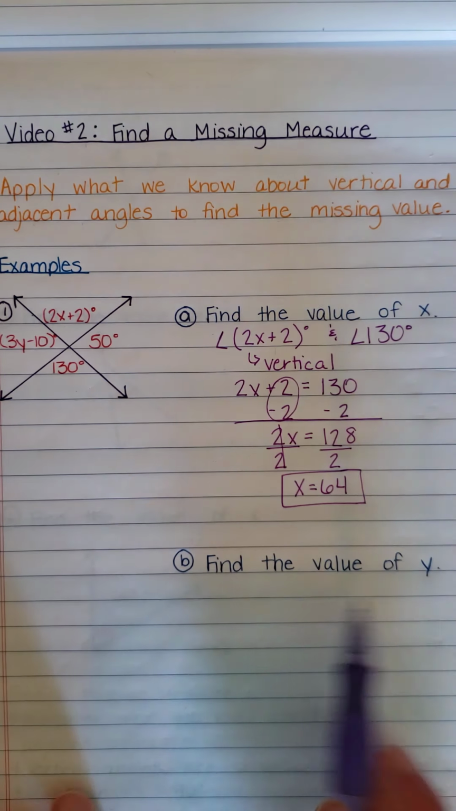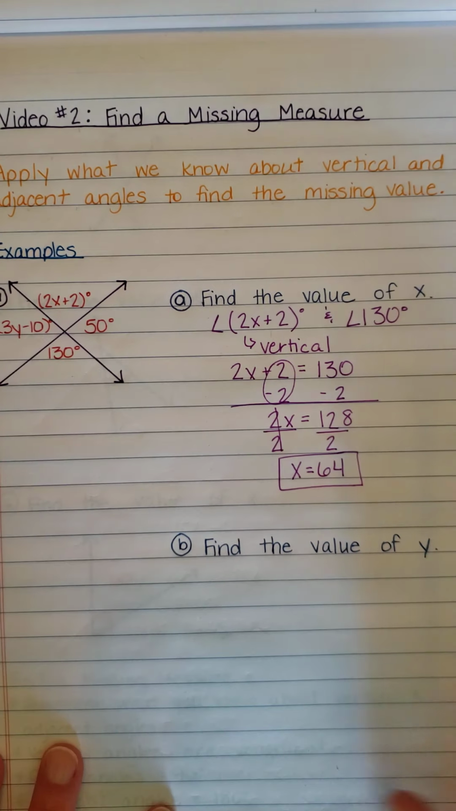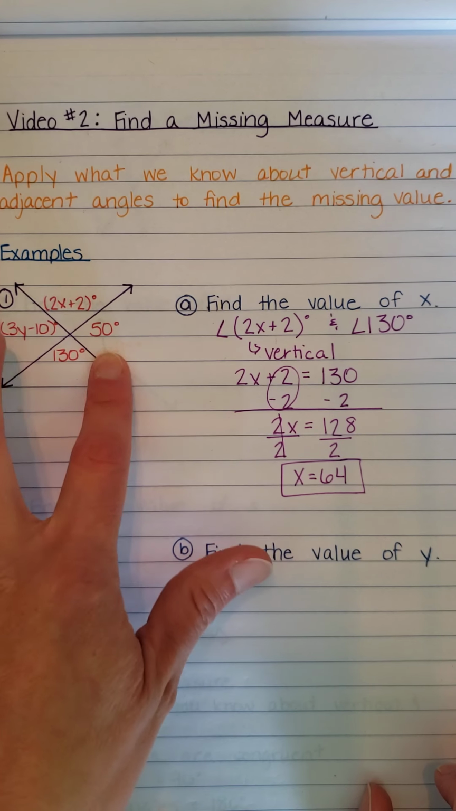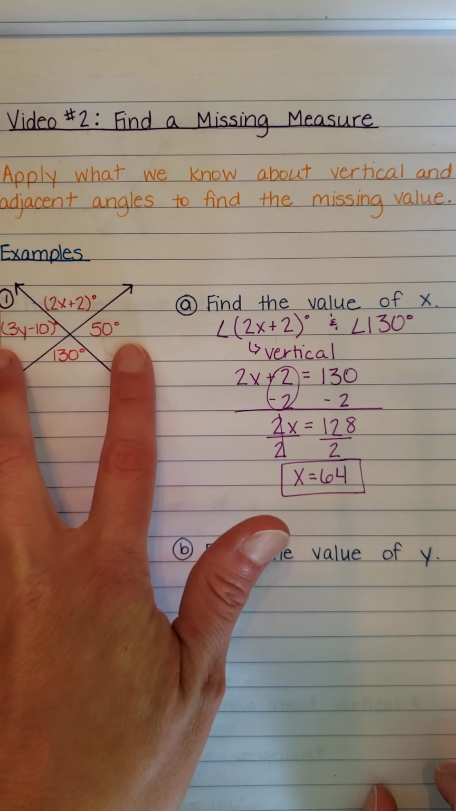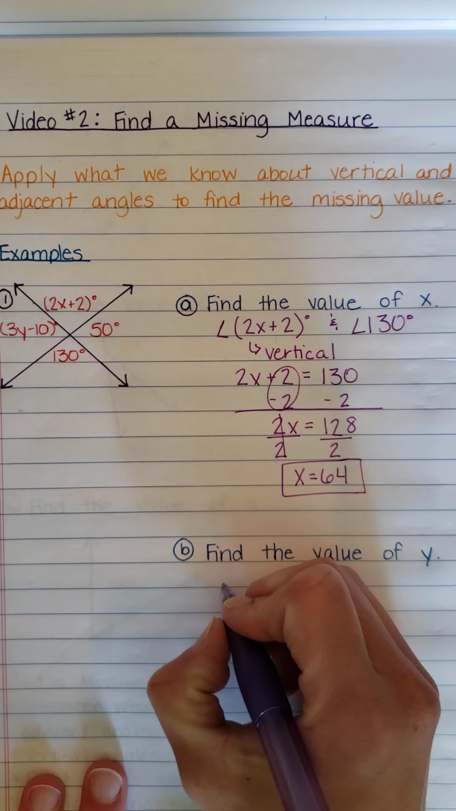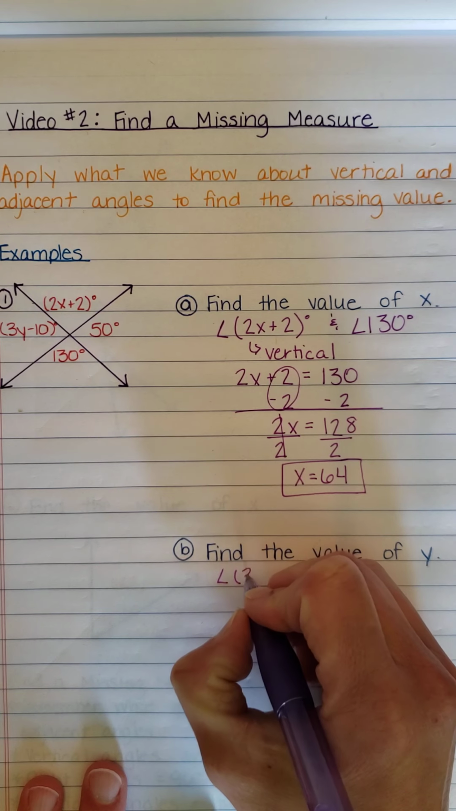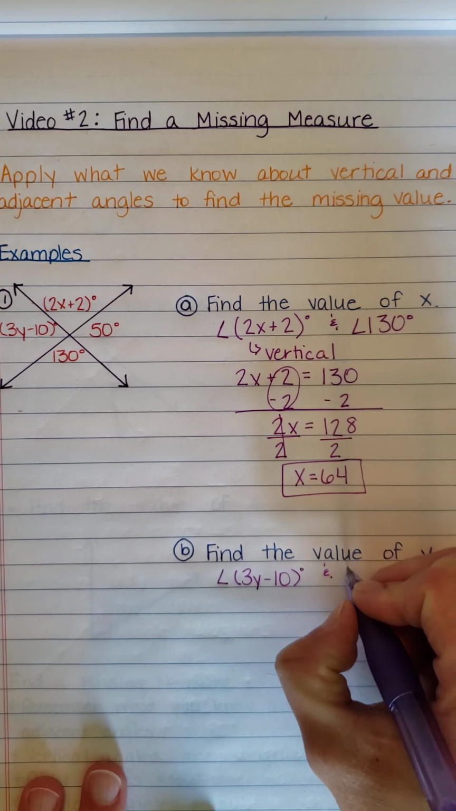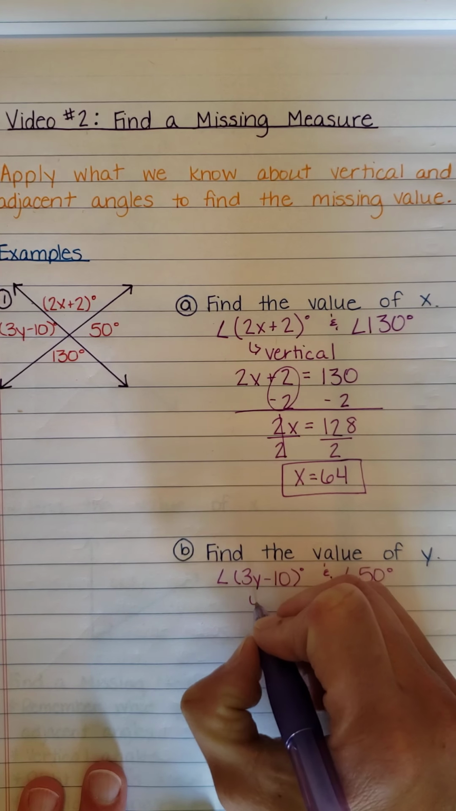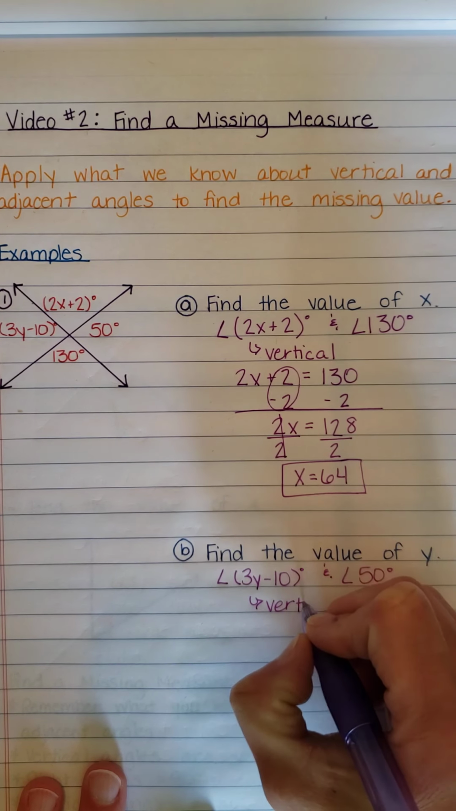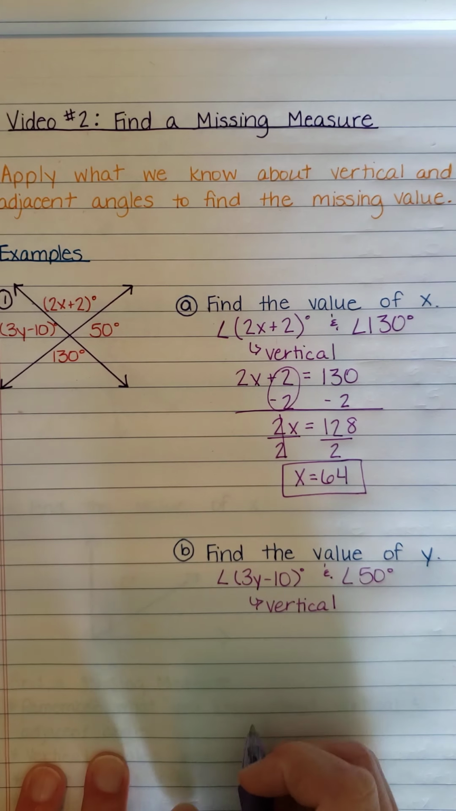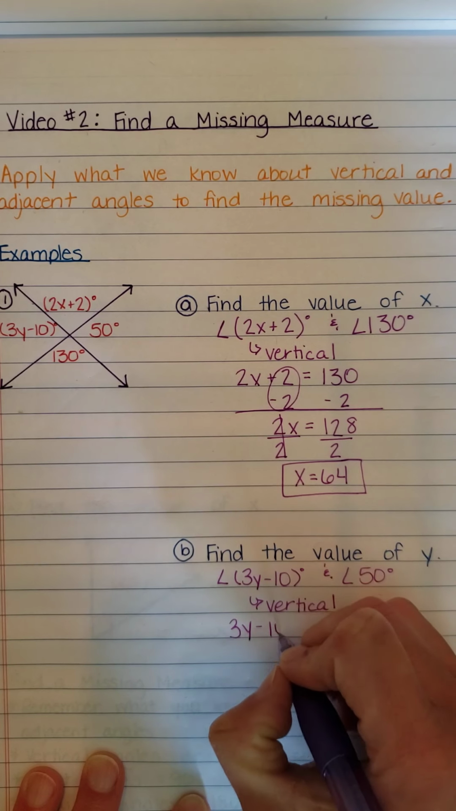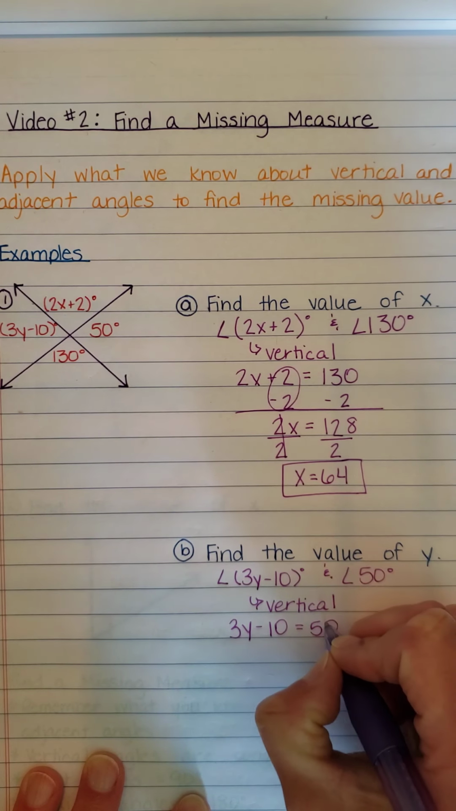All right, so we're going to try another one. We're going to try to find the value of y. So we have angle 3y minus 10 and angle 50. Those are our vertical angles here. I have angle 3y minus 10, and I have angle 50, and these are vertical angles. I know that vertical angles are congruent, so I'm going to write an equation. So I have 3y minus 10 is equal to 50.